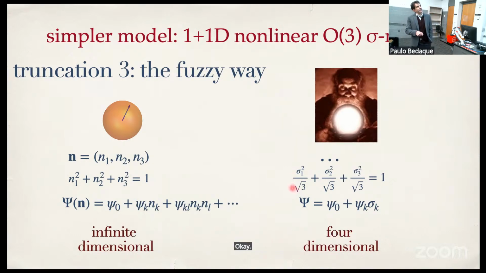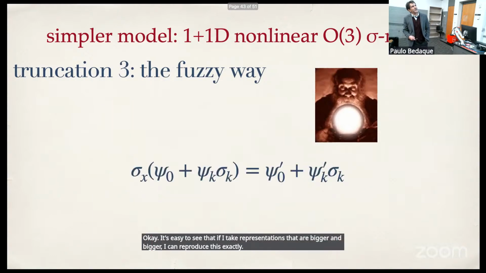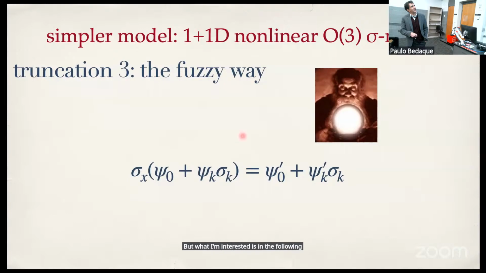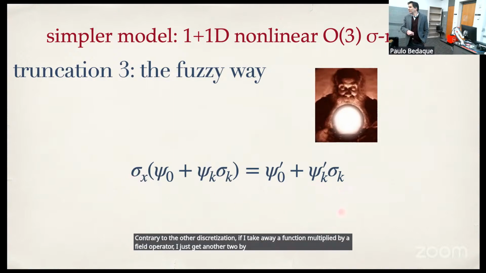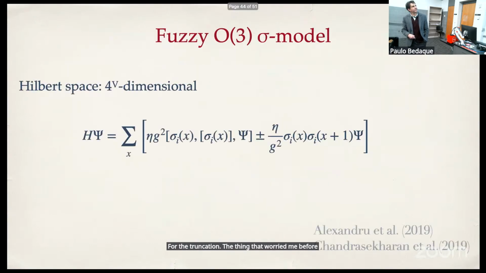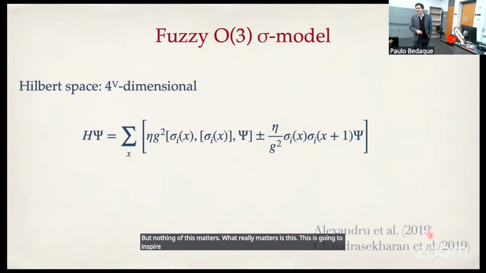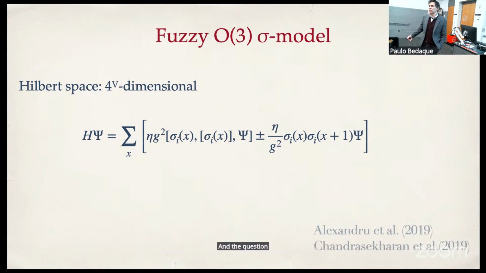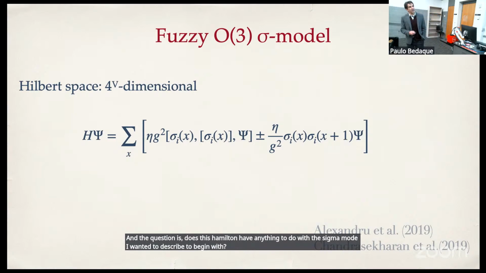It's easy to see that if I take representations that are bigger and bigger, I can reproduce this exactly. But what I'm interested in is the following fact. First of all, contrary to the other discretization, if I take a wave function multiplied by a field operator, I just get another 2 by 2 matrix. There's no further truncation. The thing that worried me before is not an issue anymore. But nothing of this matters. What really matters is this. This is going to inspire a certain Hamiltonian. And the question is, does this Hamiltonian have anything to do with the sigma model I wanted to describe to begin with? And my answer is going to be no, it's a different model.